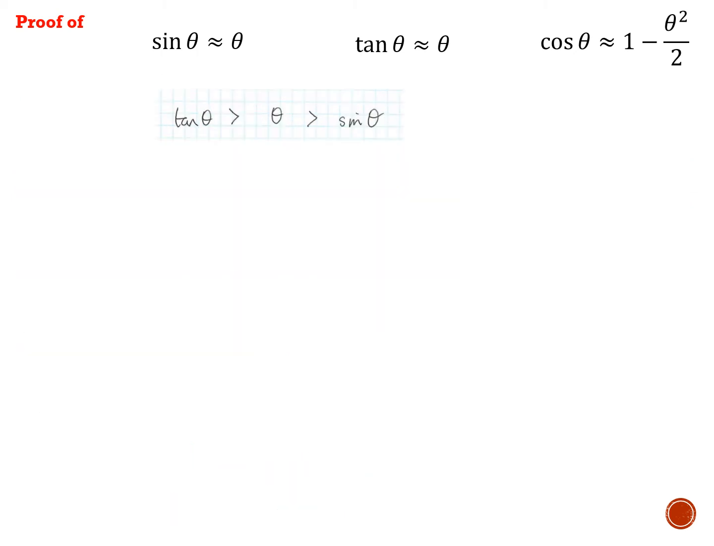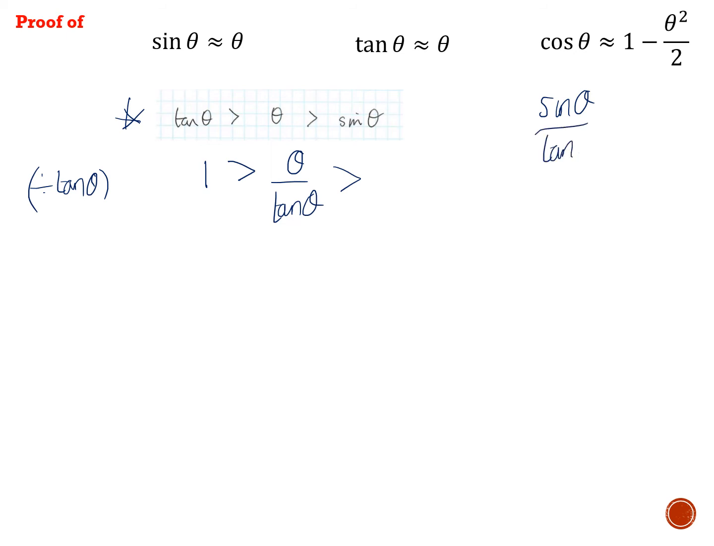Okay, let's go and have a look at the other ones. We're going to go back to our original inequality that we got from our diagram. This time I'm going to divide through by tan theta. Okay, so divide that by tan theta, I get 1. I get theta over tan theta. Now let's just do a little bit of work on this. I've got sine theta over tan theta. Now that's sine theta over cos theta. So the sine thetas cancel and I end up with cos theta. Okay, so I can replace that with cos theta.